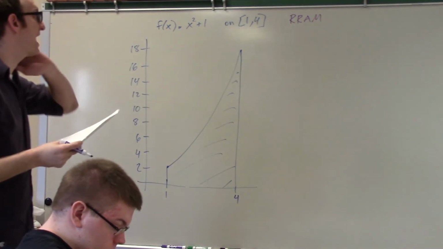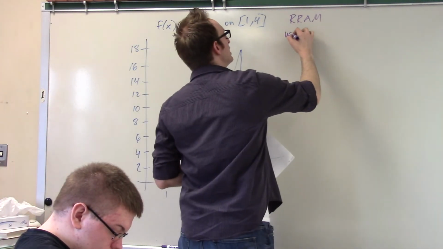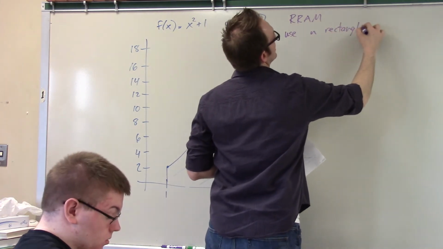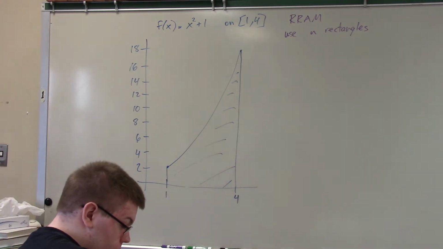Okay, so now, how many rectangles should I use? Well, I'm going to use n rectangles. N rectangles. All right, well, if I'm going to use n rectangles, what should be the width of each rectangle?